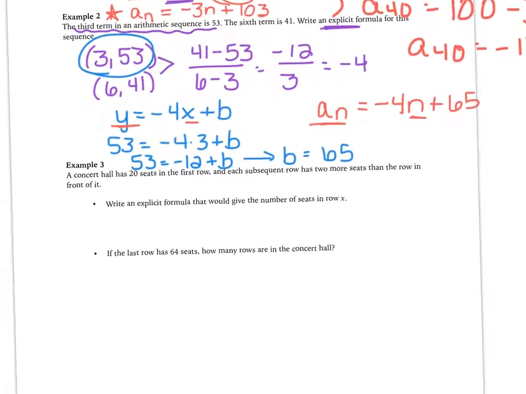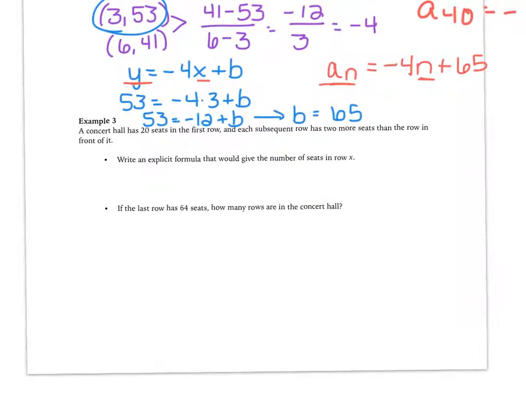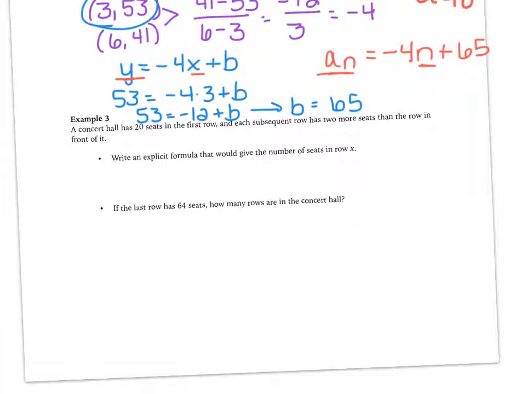Okay, one more. A concert hall has 20 seats in the first row. Each subsequent row has 2 more seats than the row in front of it. So let's look at this information that they're really giving us. They're telling us that we're starting with 20 seats. That's giving us A1. And then each subsequent row has 2 more, so that's really telling you your D value. So let's write an explicit formula, and I'm going to use that formula from a second ago. A sub n equals A sub 1 plus D times n minus 1. Remember that from a minute ago?